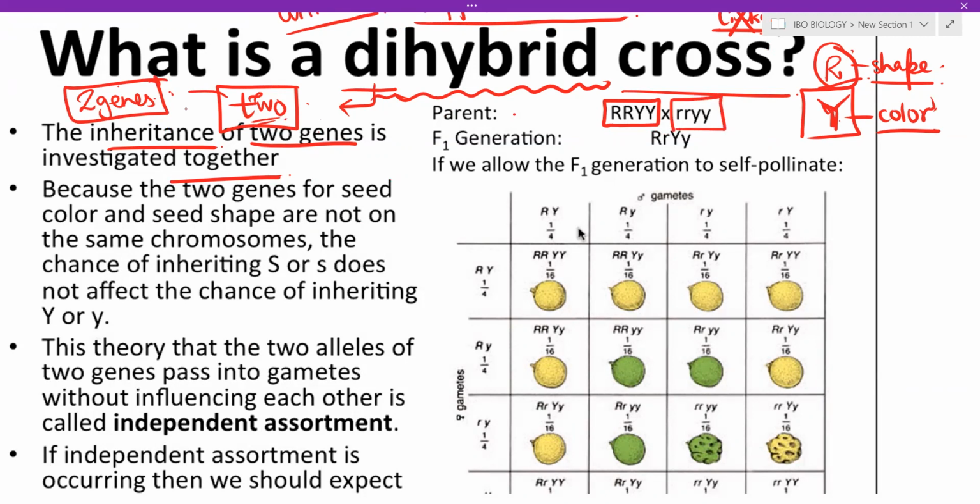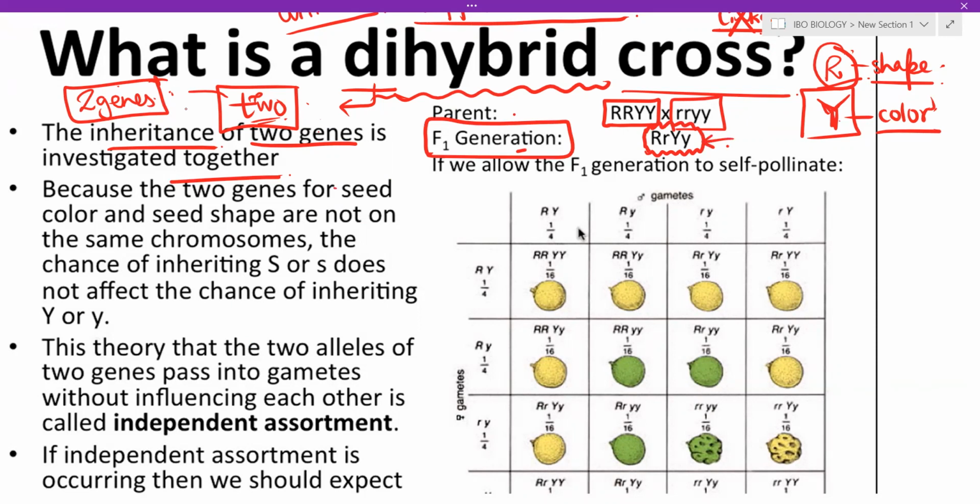Since they are uppercase and lowercase, uppercase would mean that they are dominant. The round shape is dominant and the yellow color is dominant, whereas the lowercase small r would be recessive and small y would refer to the green color, which is recessive, and the wrinkled shape is also recessive. So when you get the F1 generation, or the first filial generation, by crossing these two parents together, it would have this genotype.